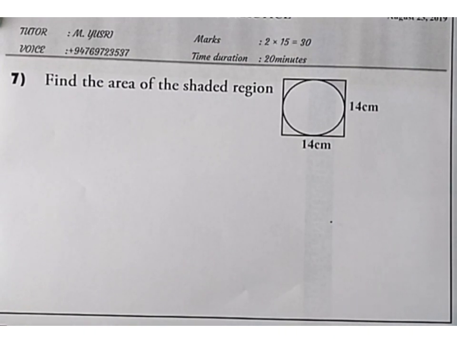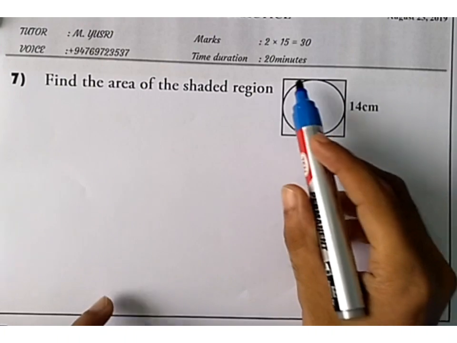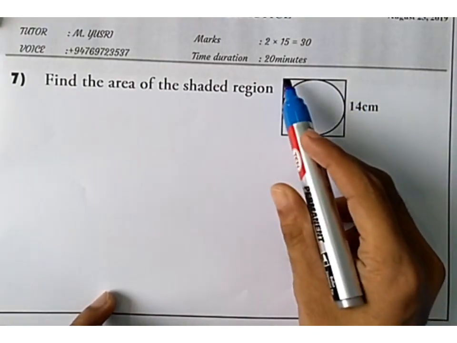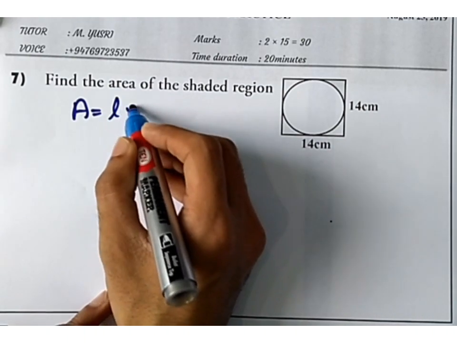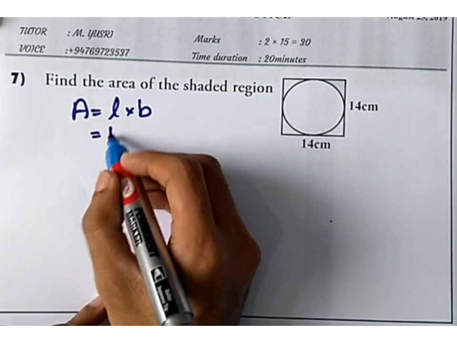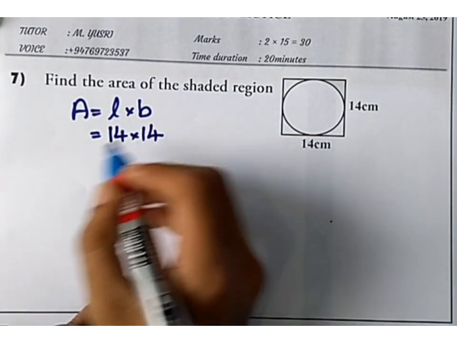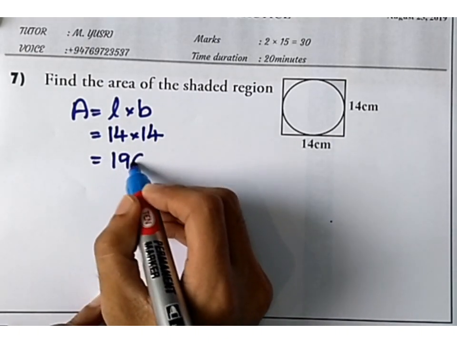And this one is a pretty interesting question. They're asking us to find the area of this shaded region. So you can see one square is there. First we'll try to find the area of that square. Area equals length into breadth. You can see the length is 14 as well as the breadth 14. So 14 14s are 196.